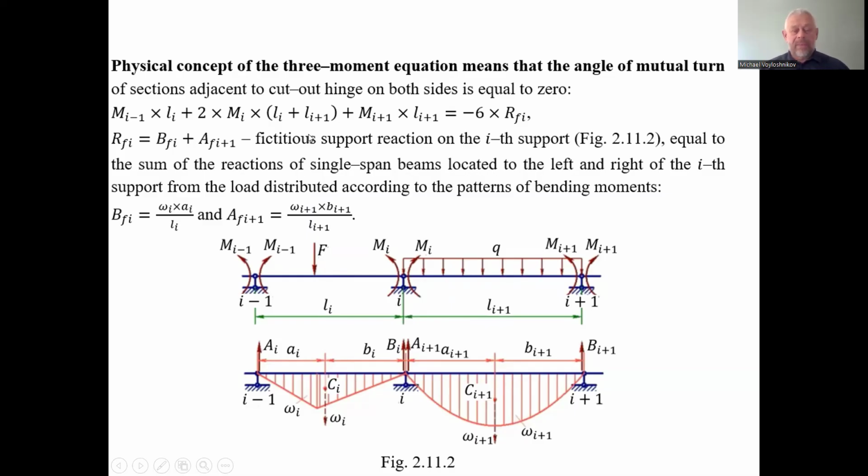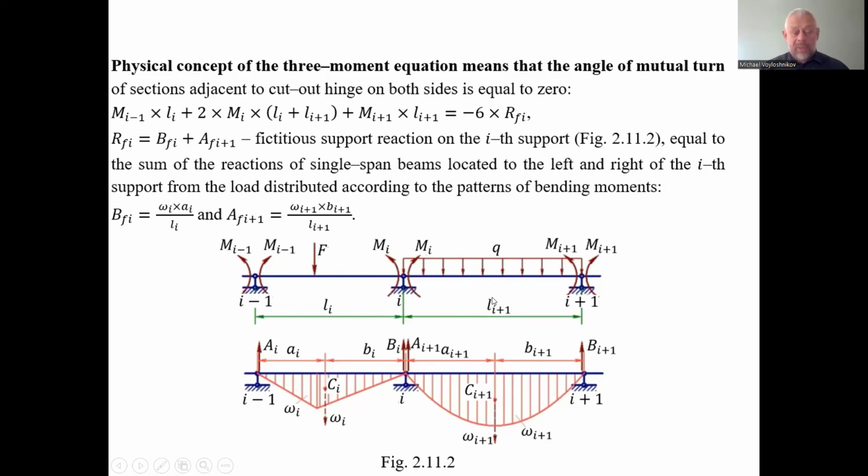So the three-moment equation is that the moment, which is subject for determination by this equation, so this unknown variable on the left, the moment from the left span number i acting in the hinge number i minus 1, multiplied by the length of the span number i, Li, plus the product 2 by the moment in the hinge number i, multiplied by the brackets of the total of two lengths, the left one and the right one span in the definite one.